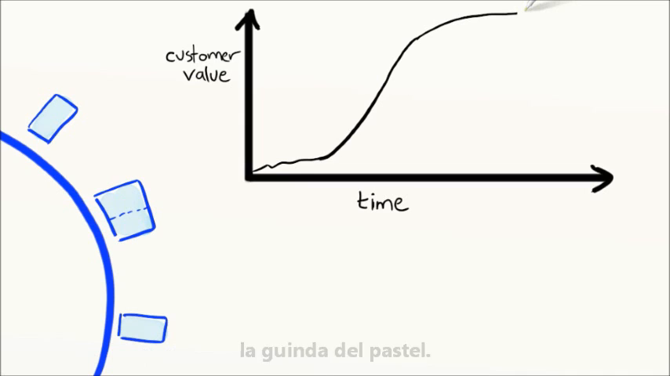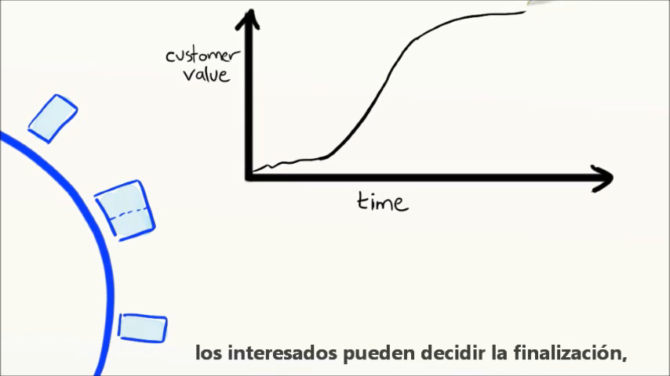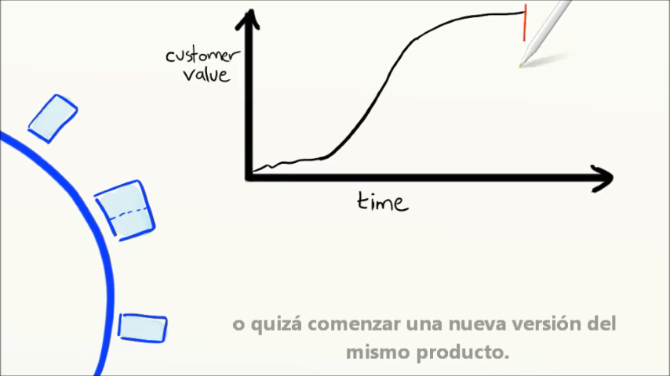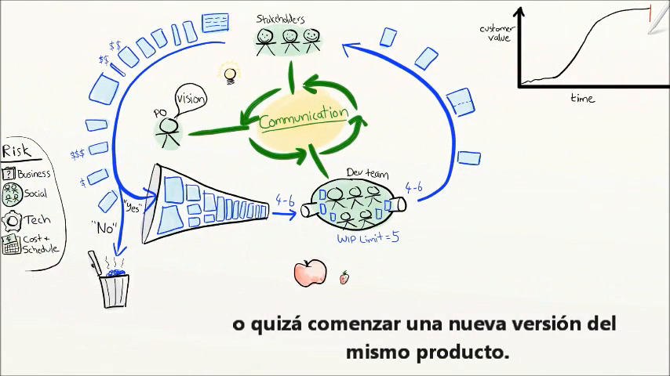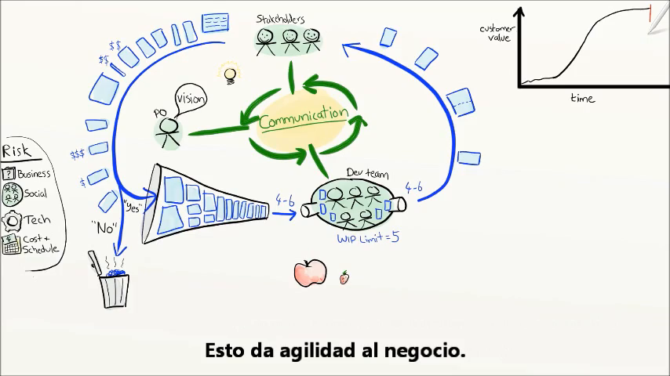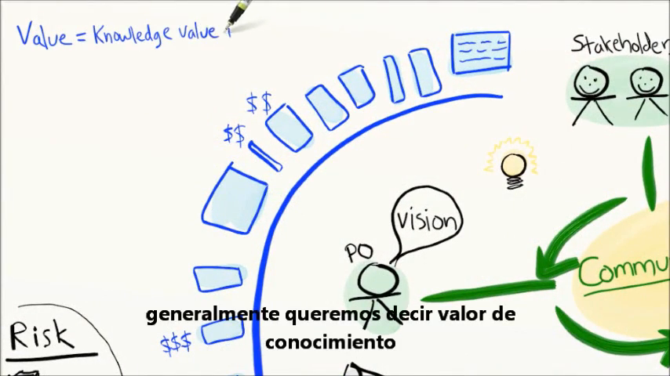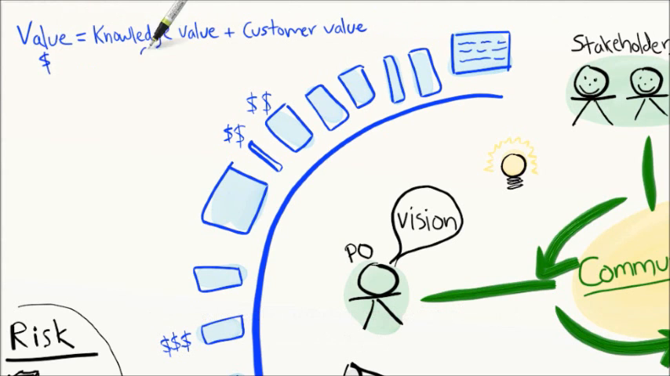This is a nice place to be because at any point, Pat and the team may decide to trim the tail, to cut right here, and move on to another more important project, or maybe start on a whole new feature area within the same product. That is business agility. So when I talk about value here, I actually mean knowledge value plus customer value, and we need to continuously find a trade-off between these two.